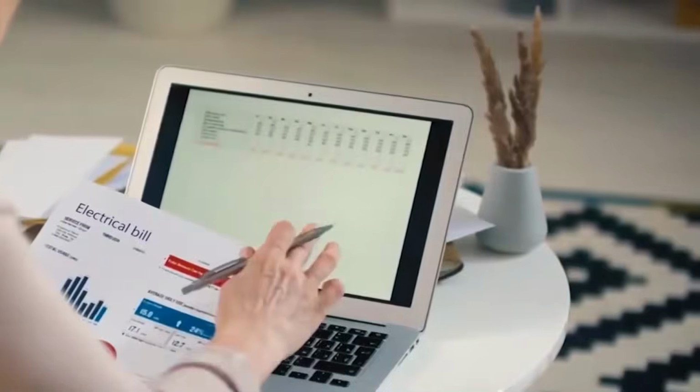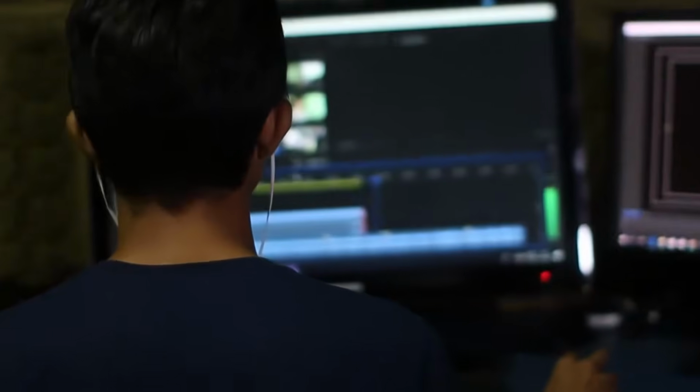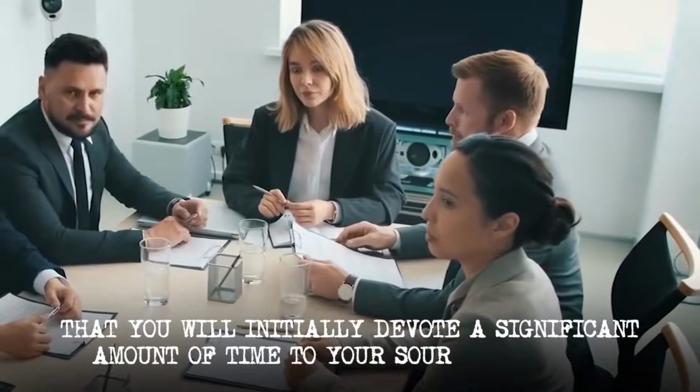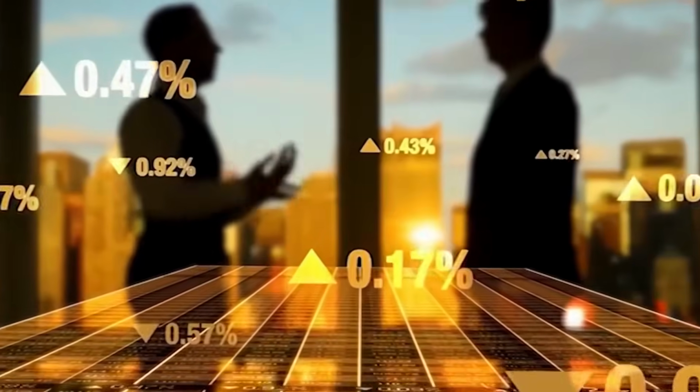Thank goodness for the internet! You can now quickly and cheaply use your abilities online. You can choose to start a blog or even a YouTube channel to share your knowledge. Or you might opt to work as a freelancer and charge a set rate for your skills. Keep in mind that you will initially devote a significant amount of time to your source of income. You could even need to make an investment. Its success depends on this. You see, it's all up to you.